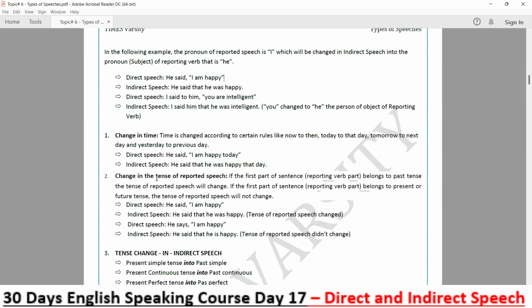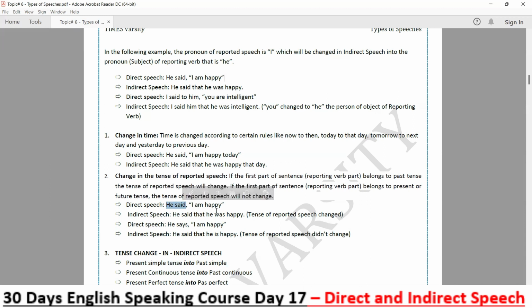Now, change in tense of reported speech. If the first part of the sentence, the reporting verb part, belongs to past tense, the tense of reported speech will change. If the reporting verb part belongs to present or future, the tense of reported speech will not change. Let's look at direct speech. He said this. Look at the complete sentence. Which tense is it? Only he said this much.